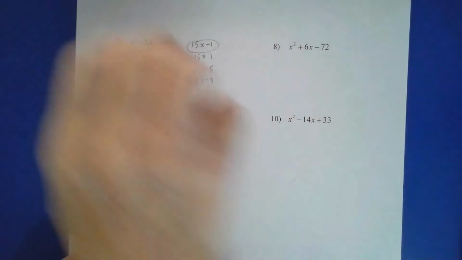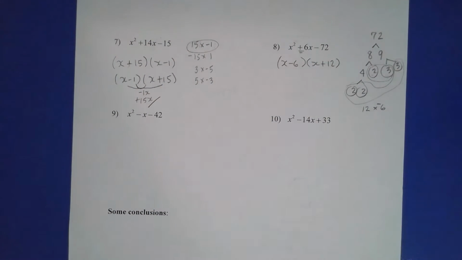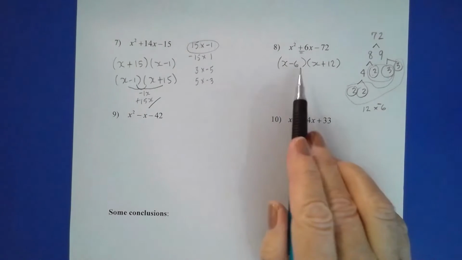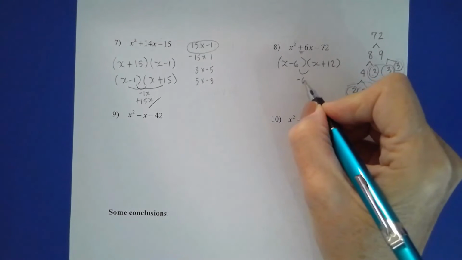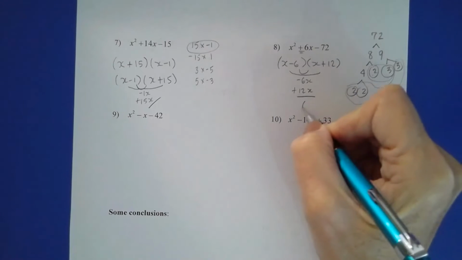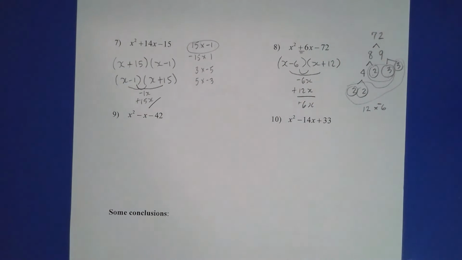Okay, I'm going to pause. All right, so we decided that this was 6 times 12 is 72. Negative times a positive is a negative. And then when we check the middle, negative 6x and positive 12x, you get 6x, and that's what I want. I want a positive 6x in the middle. Okay, here I go.